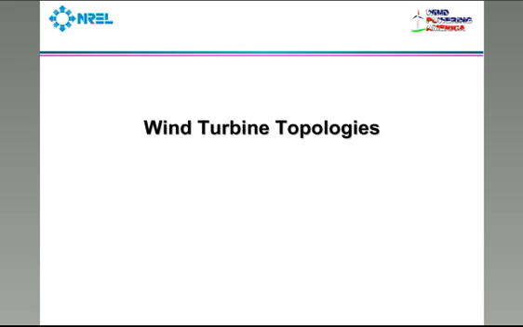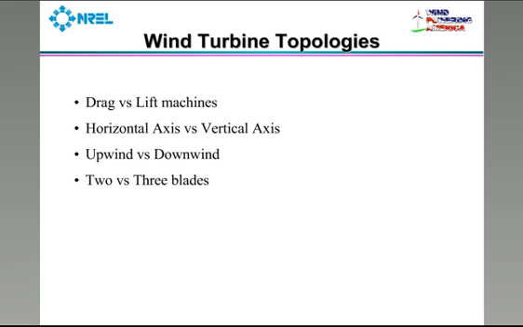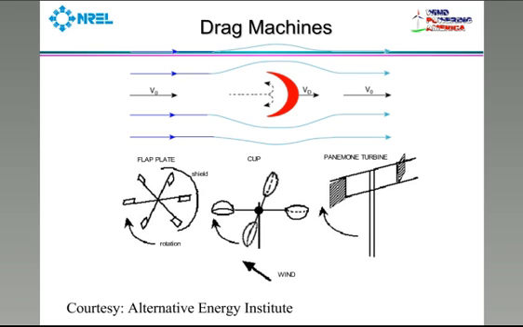And I'm going to talk a little bit about wind turbine design and the different designs that are out there and the trade-offs involved. I'm going to talk about drag versus lift machines, horizontal axis versus vertical axis, upwind versus downwind, 2 versus 3 blades.